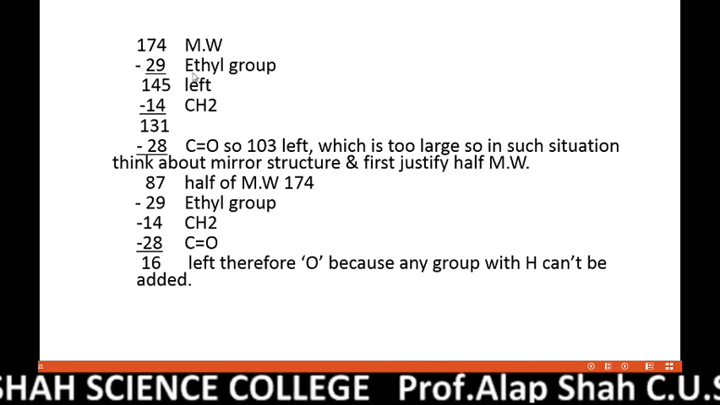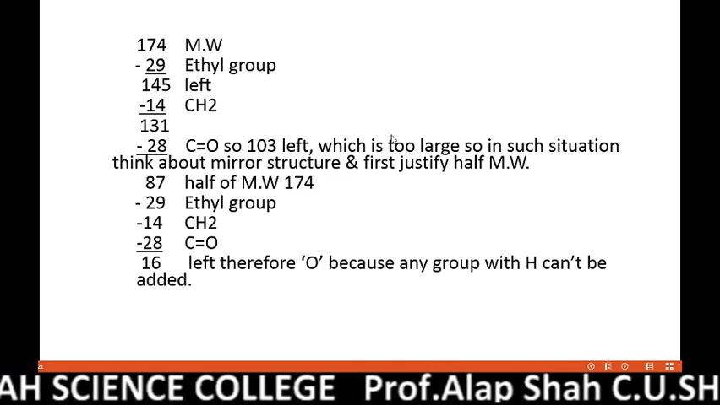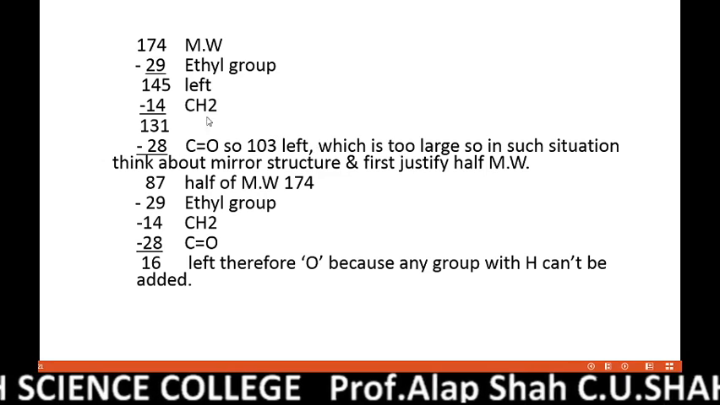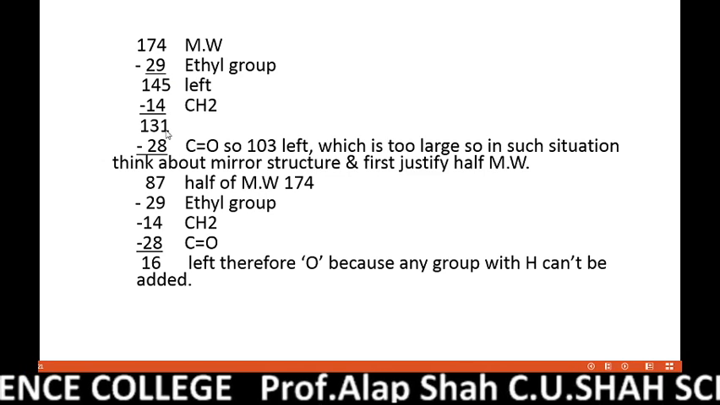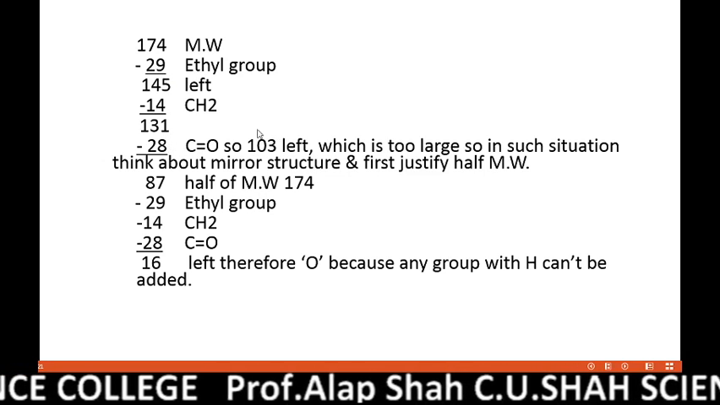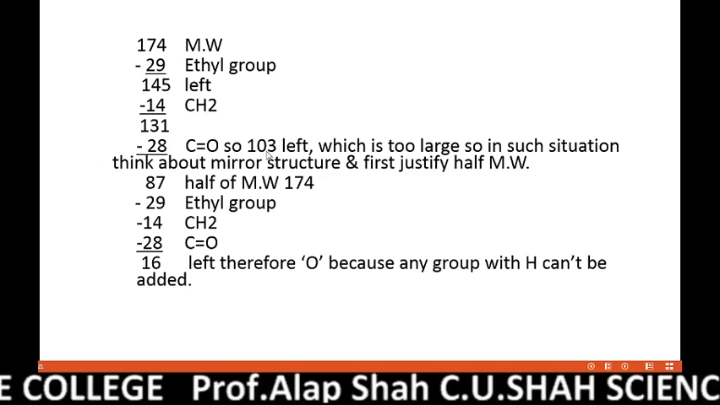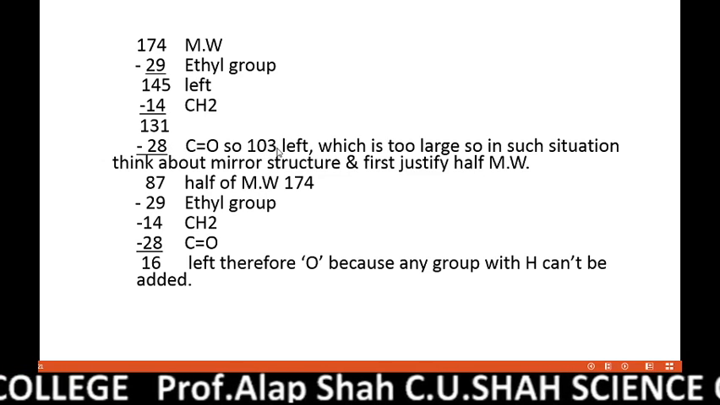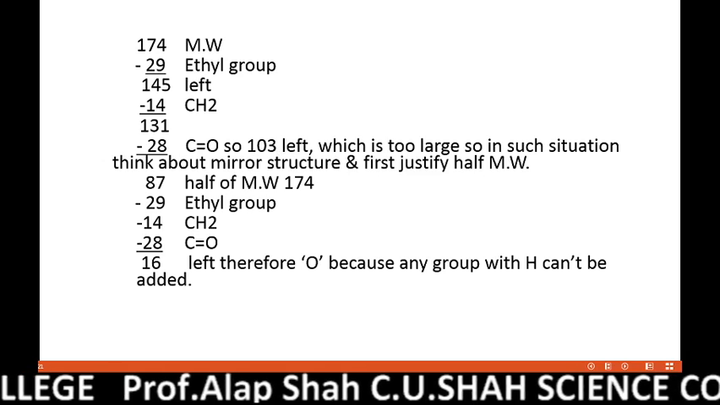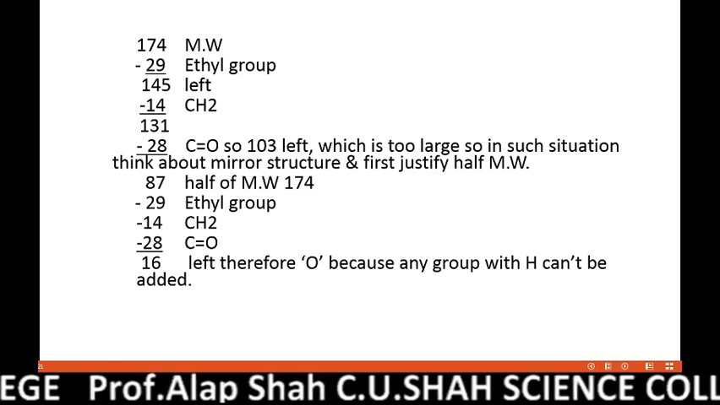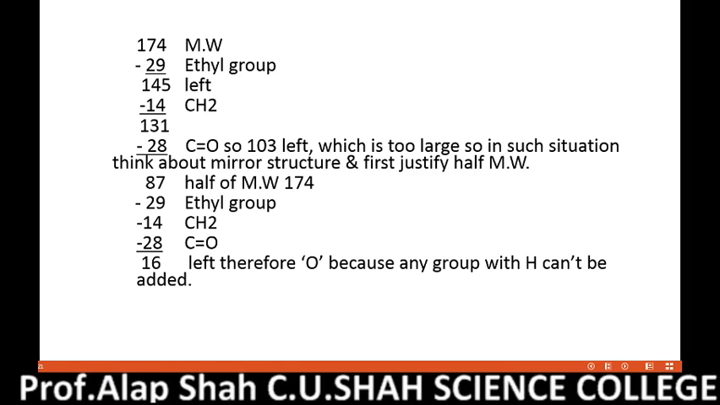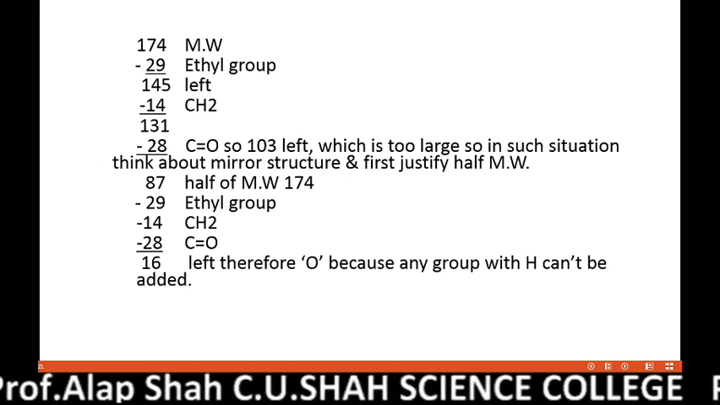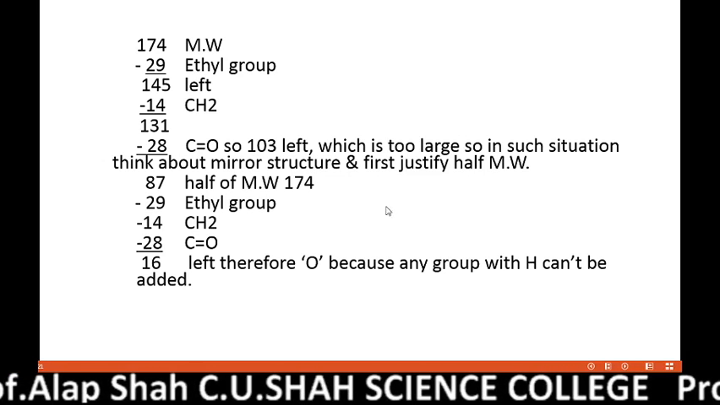So this is a problem because we have subtracted everything, and even after that 103 is left from 174. So now what to do? Friend, let me tell you, in such a situation where you subtract everything from the given molecular weight and a larger part is still yet to be explained, most probably the answer may have mirror groups. The meaning of a mirror group is that a certain portion must be present twice, right? So in such a situation, what should you do?